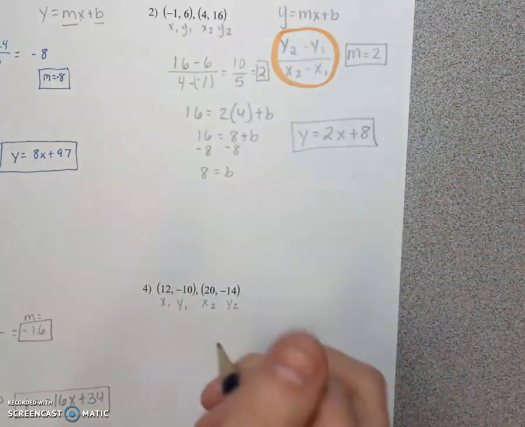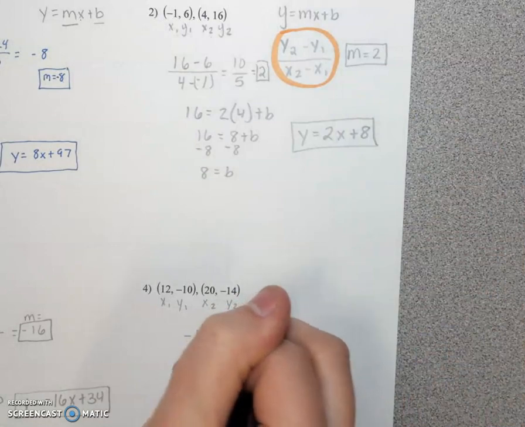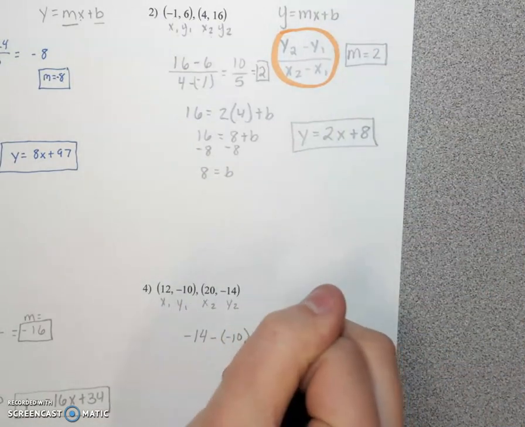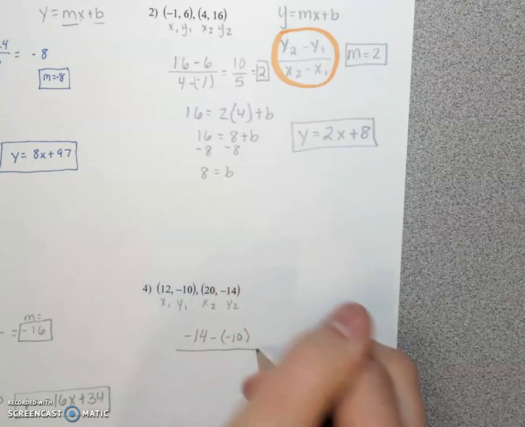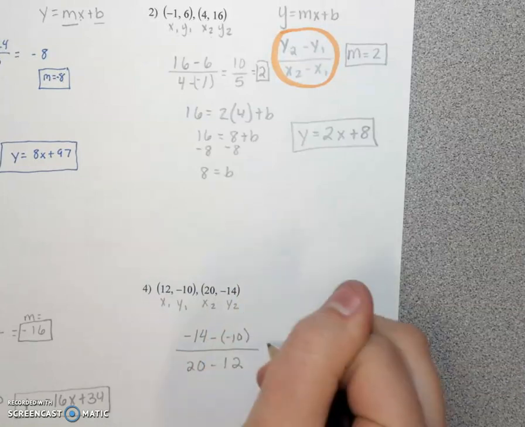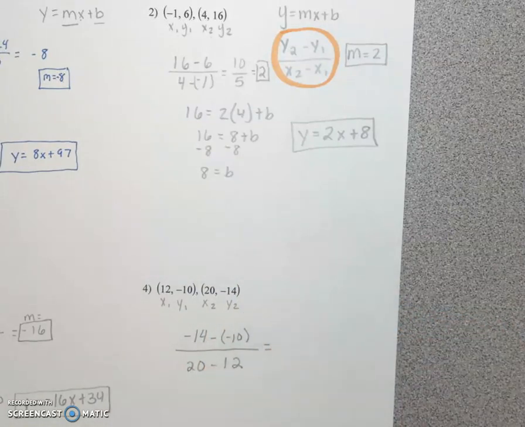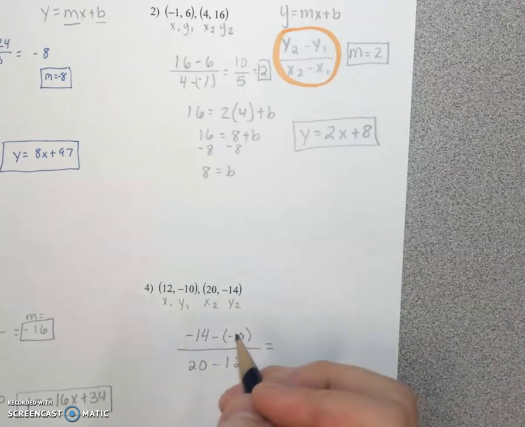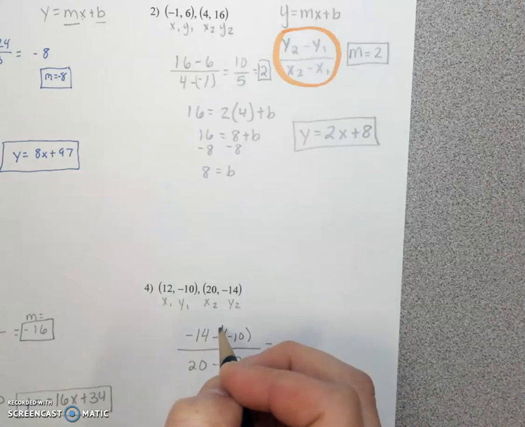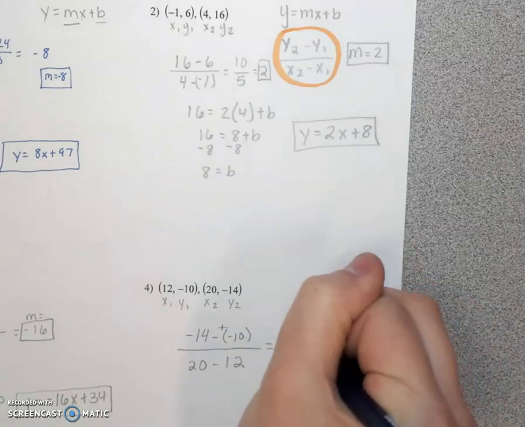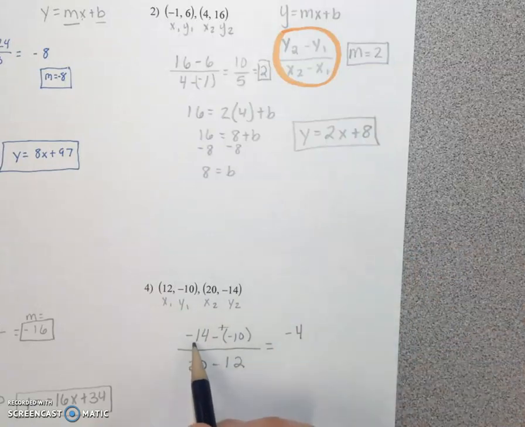y2 minus y1. My y2 is negative 14 minus y1, which is negative 10. I'm going to put parentheses there just so I don't forget. Okay, and then x2 minus 12, which is x1. And then I'm going to solve it: negative 14 minus negative 10. Remember, anytime we have a minus a negative number, it really turns into a plus. So negative 14 plus 10 is just a negative 4. I started at negative 14, and then I added 10. 20 minus 12 is 8.